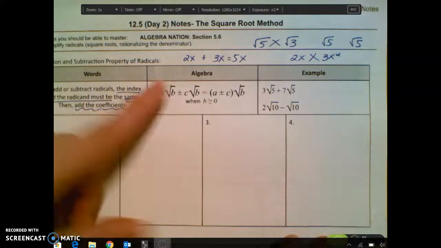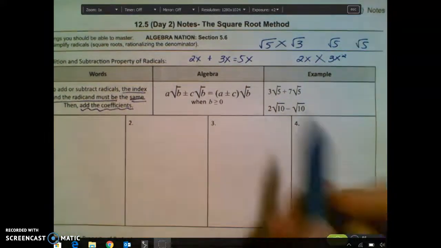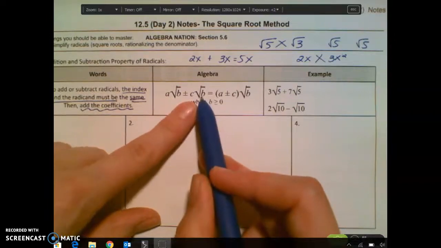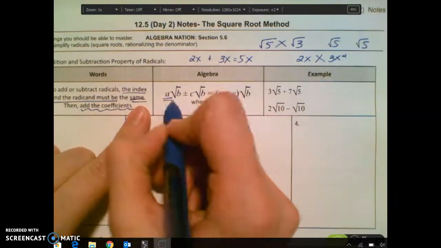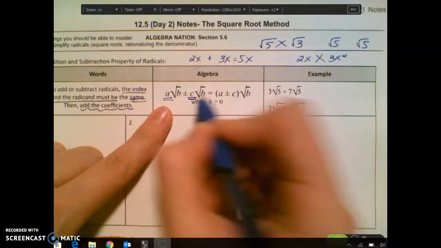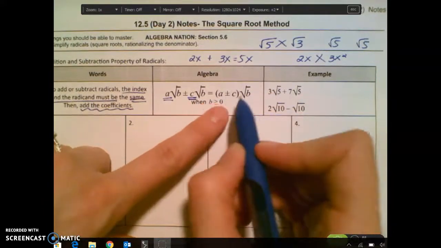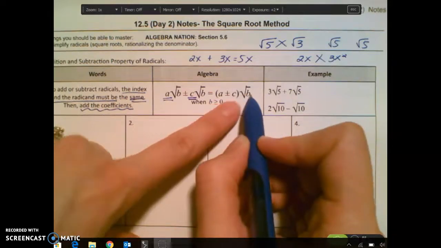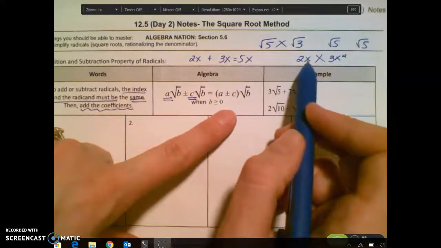property. Okay? So here it is algebraically. If I've got a root b plus or minus c root b, then what we do is just take the coefficients, the a and the c, and we add them if it's a plus sign or subtract them if it's a minus sign. And we just leave the root alone. The root is kind of like that x.